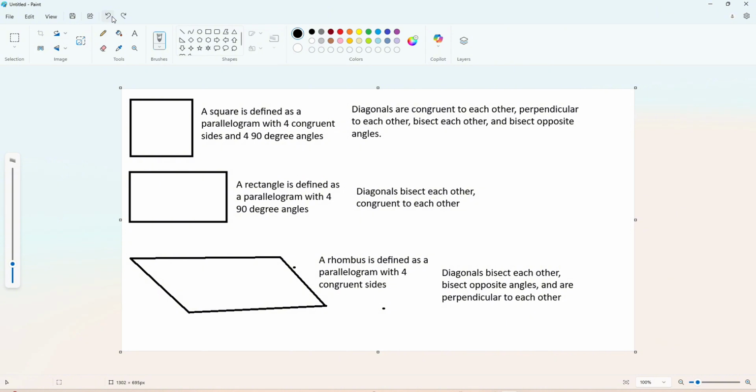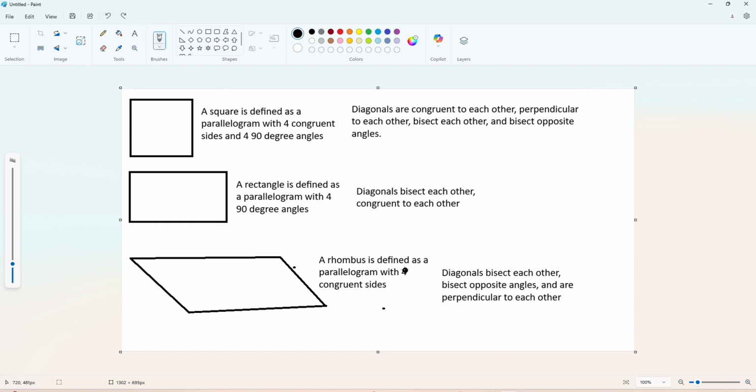A rectangle is defined as a parallelogram with four 90-degree angles. Just four 90-degree angles. One here, one here, one here, and one here. Now, their diagonals will bisect each other. Like I said, this diagonal will bisect this diagonal, meaning that it will cut this one into two equal halves. They will also be congruent to each other.